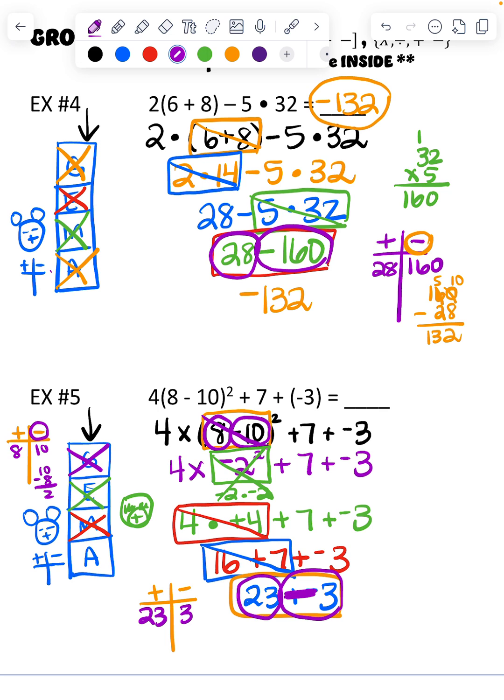Then I ask myself, who has more power? Well, 23 has clearly got more power with the positive, and because they're on separate teams, we subtract. 23 minus 3 is 20, so my final answer is positive 20. And that is order of operations, guys.